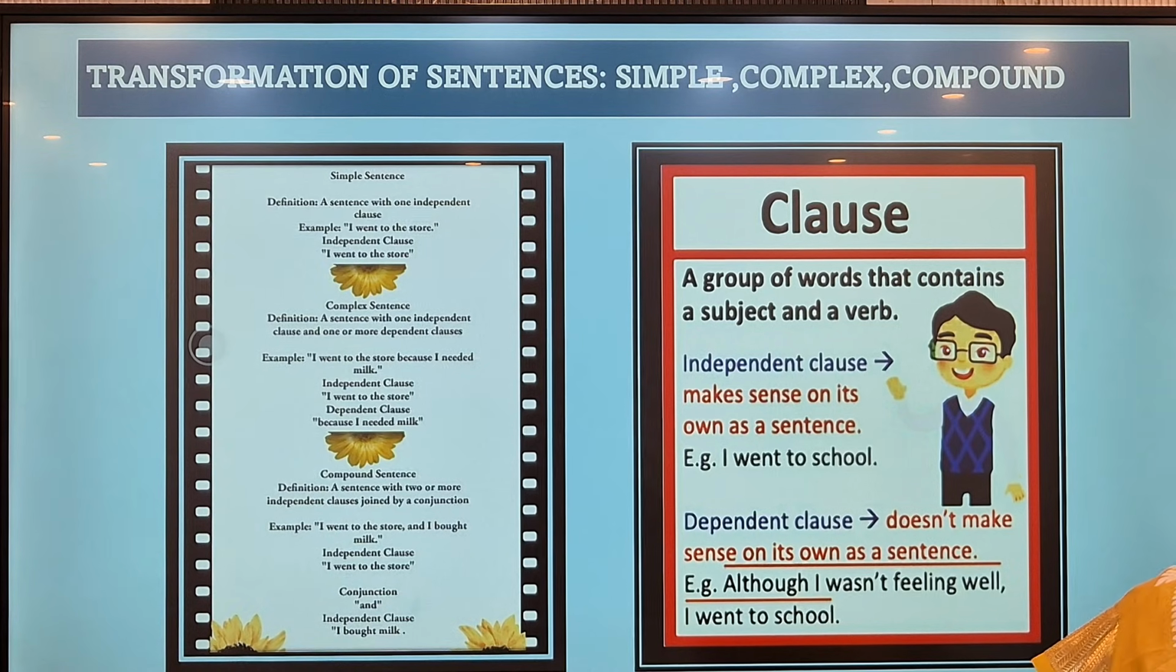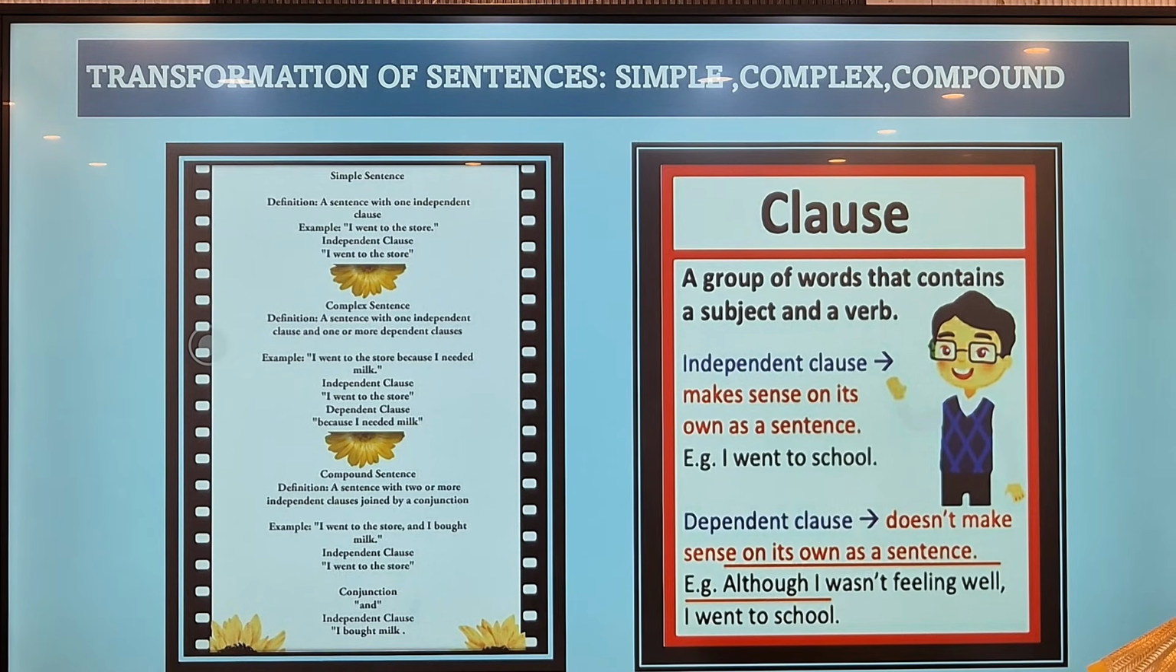And now the compound sentence. A compound sentence is a sentence which has two or more independent clauses joined by a conjunction. So here, I went to the store and I bought milk.